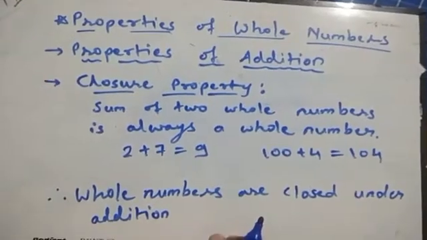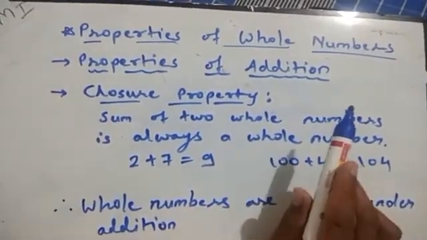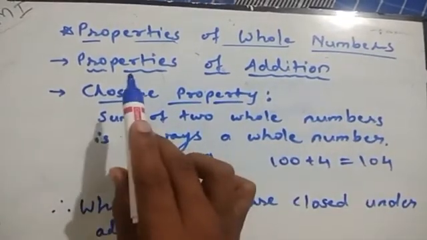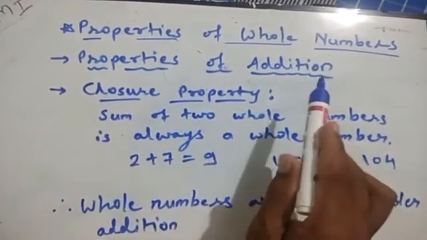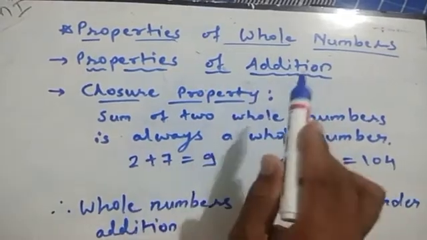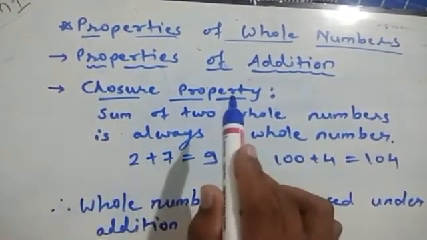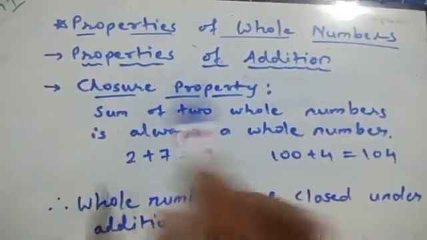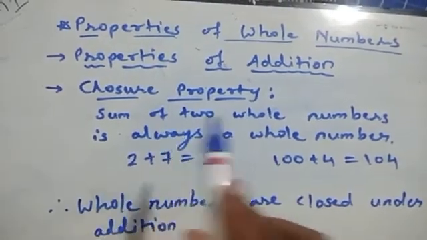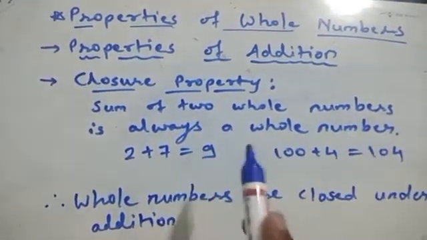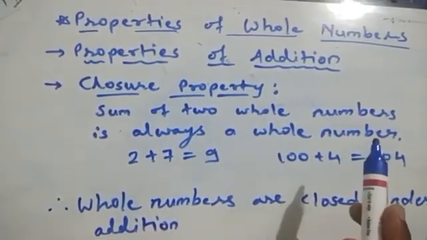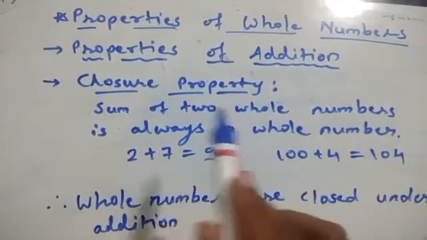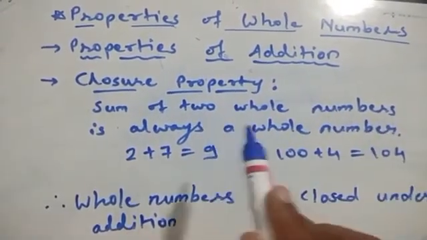Students, now we'll discuss properties of whole numbers. First we are going to discuss properties of addition. In properties of addition, first the closure property. The closure property says that the sum of two whole numbers is always a whole number. According to the closure property, what is it? The sum of two whole numbers is always a whole number.